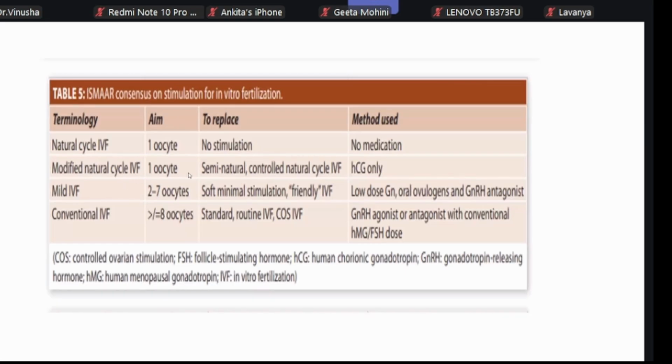In the modified natural cycle IVF, we aim for one oocyte only. Same as natural cycle, whatever follicle develops in that cycle naturally, but we time with HCG trigger. Again, this gives very few oocytes, so we are not doing natural and modified natural cycle IVFs now. Next thing is mild IVF. In mild IVF, along with oral ovulation induction drugs, we use low dose gonadotropins also, and we use an antagonist protocol from day 6 to day 7. In mild IVF, we aim for 2 to 6 oocytes.